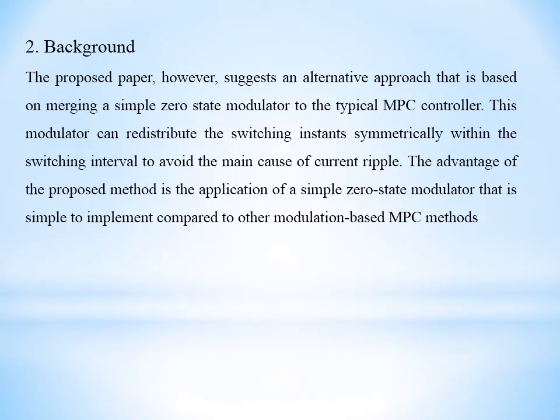The proposed paper, however, suggested an alternative approach that is based on merging a simple zero-state modulator to the typical MPC controller. This modulator can redistribute the switching instants symmetrically within the switching interval to avoid the main cause of the current ripple. The advantage of the proposed method is the application of a simple zero-state modulator that is simple to implement compared to other modulation-based MPC methods.